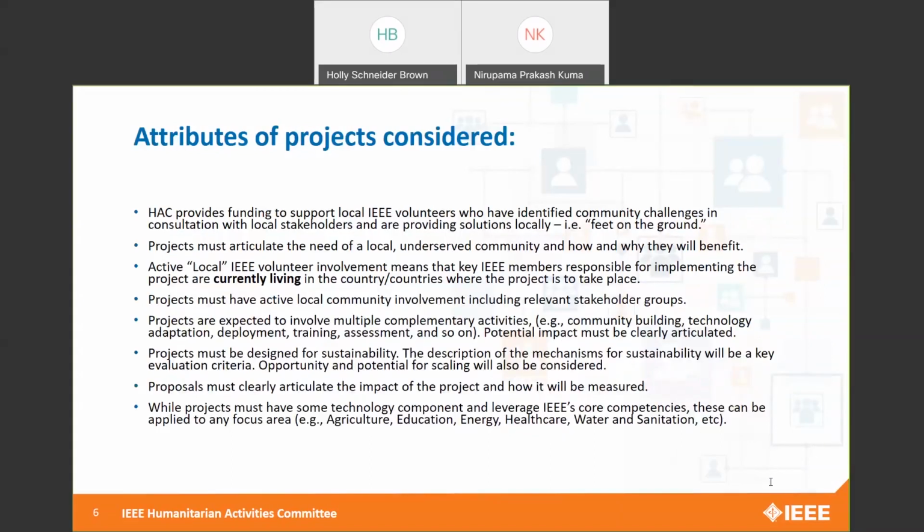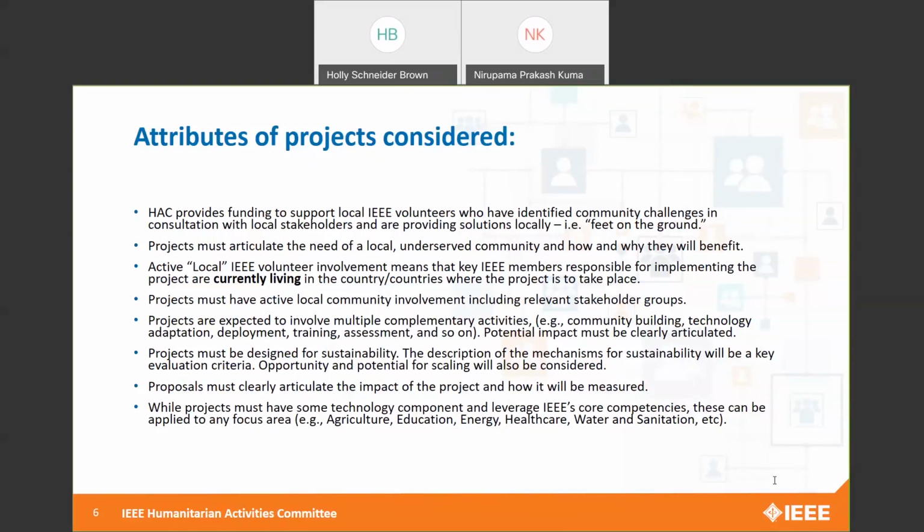One of the things, the slide is all the attributes of the project, but the main gist is it has to be feet on the ground and local IEEE involvement. You cannot be in my section as Oakland East Bay, me, Niru, Pama, sitting in Oakland East Bay and trying to do a project in Bolivia. That's not how it works. We expect Bolivian section members to be doing Bolivia projects.